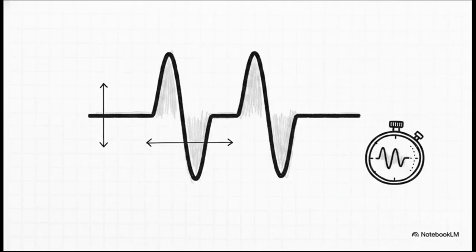To actually measure these beautiful physical shapes, we rely on three foundational definitions. First up is wavelength, denoted by the Greek letter lambda. This is simply the physical distance between two subsequent crests, or two troughs. Second is amplitude. This is the maximum height or displacement of the wave from its resting position. You can basically think of this as the wave's strength.